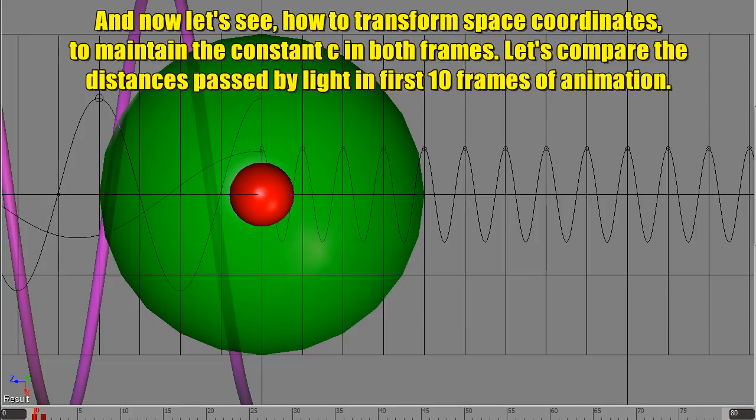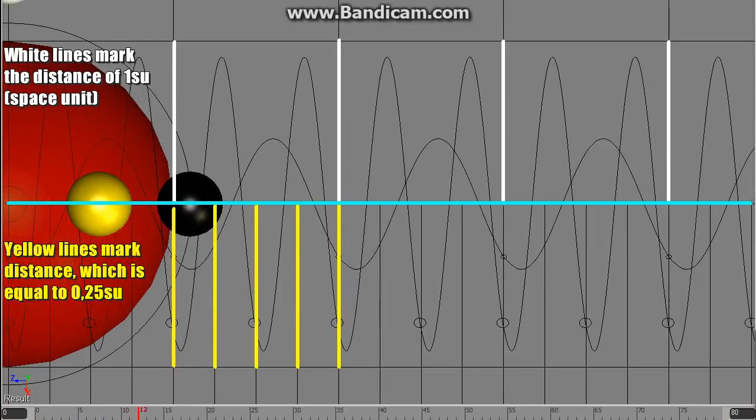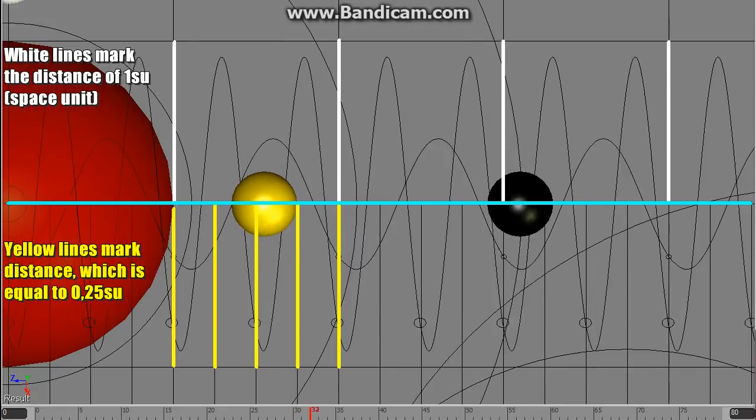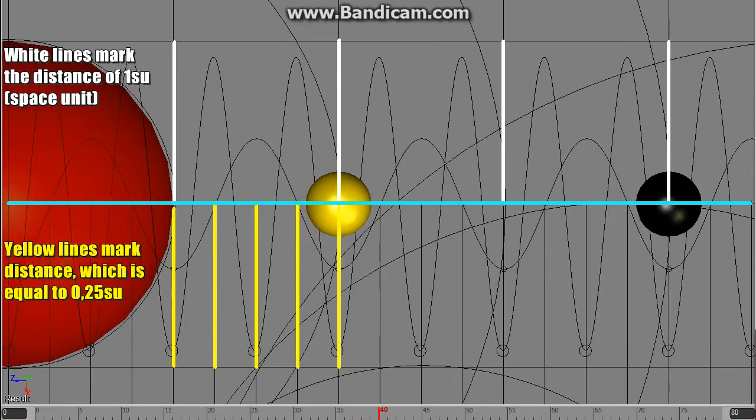And now let's see how to transform space coordinates to maintain the constant c in both frames. Let's compare the distances passed by light in the first 10 frames of animation. White lines mark the distance of 1 SU, space unit. Yellow lines mark the distance which is equal to 0.25 SU.